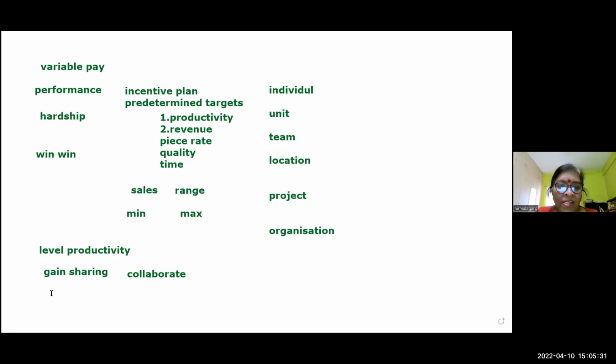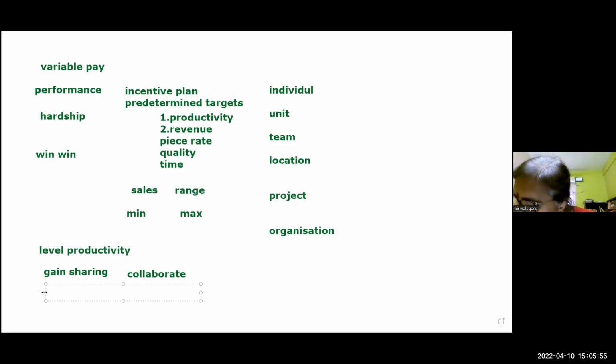Now, at an organizational level, somebody said, Ma'am, something. Anirban? Yeah, I have one small question. Please do. Most of the organizations have the variable pay plan, which depends on a certain band or cadre. Let's say for an example, a manager.